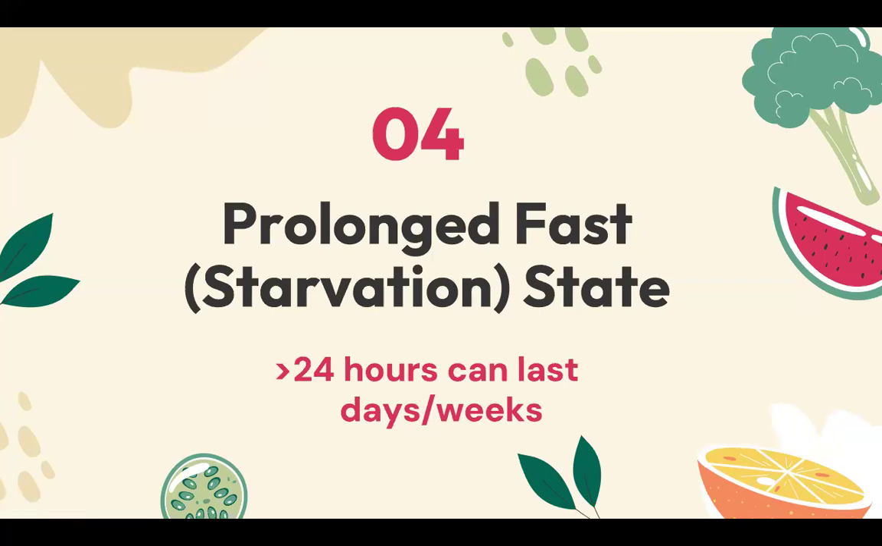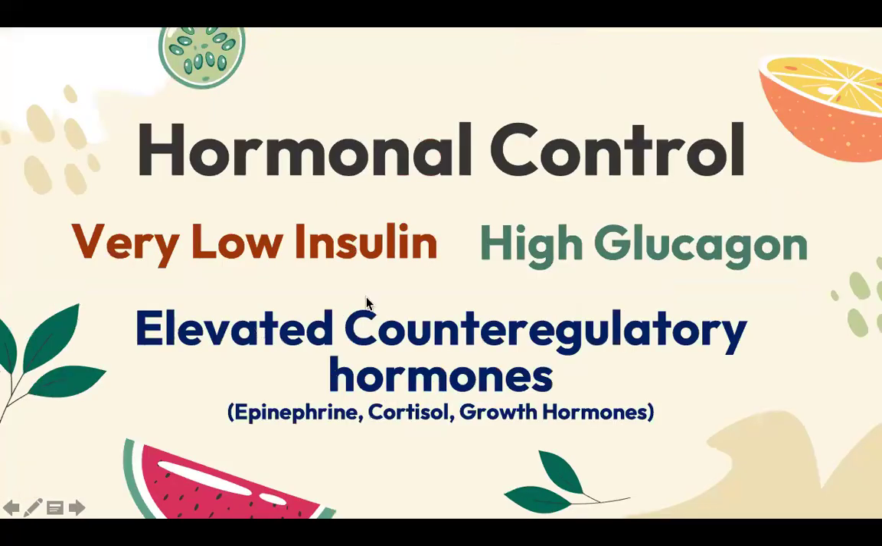Okay. Now, the last stage is the prolonged fasting stage. This is starvation. This is 24 hours after you've had a meal. So you can imagine the glucose levels in the blood would be really, really low. What does that mean? We'd have very low insulin and very high glucagon released. And then you'd also have elevated counter-regulatory hormones.